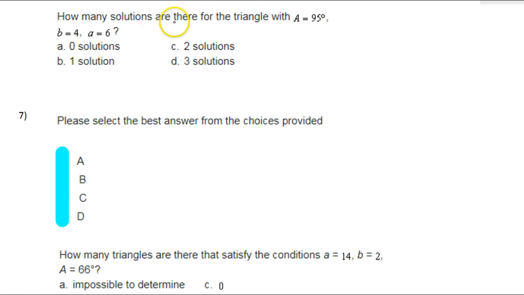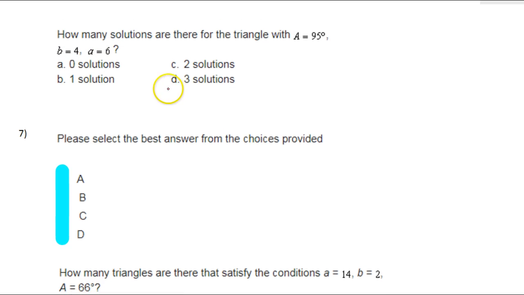How many solutions are there for the triangle with angle A 95 degrees, side B 4, and side A of 6? So first of all, recognize that this is what I call a side-side angle type of situation. I say side-side angle because we are given two sides and the angle that is not between them.